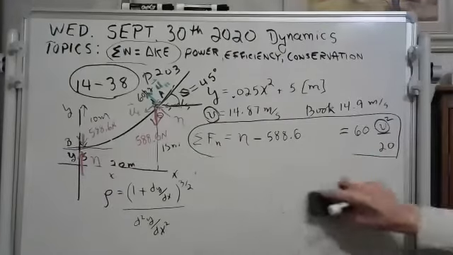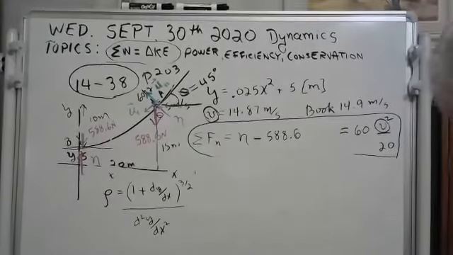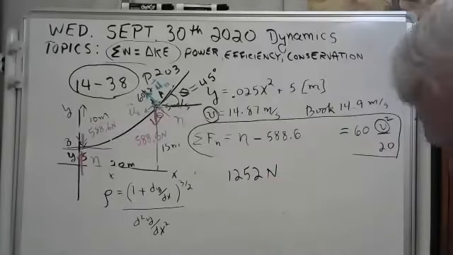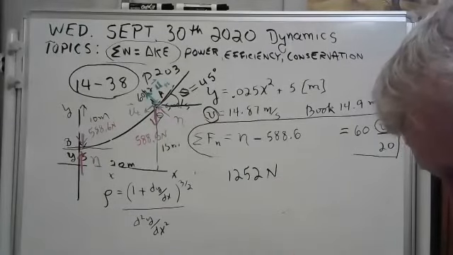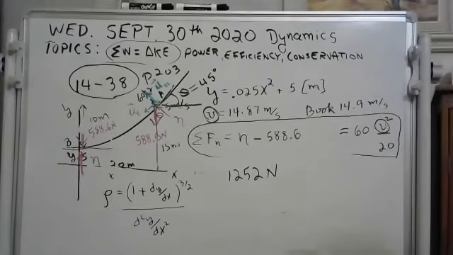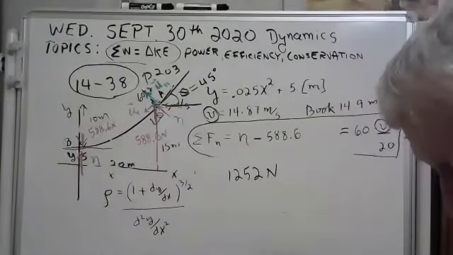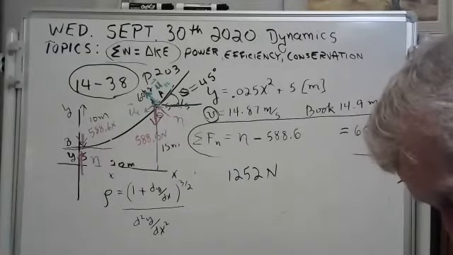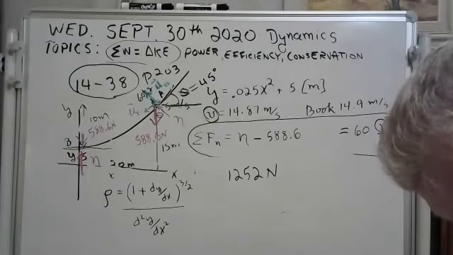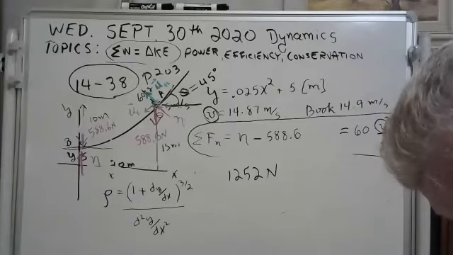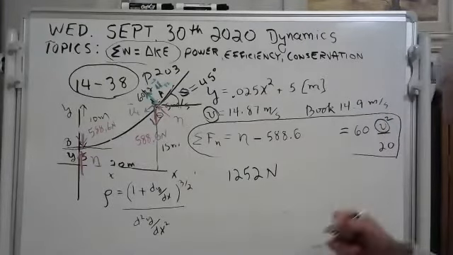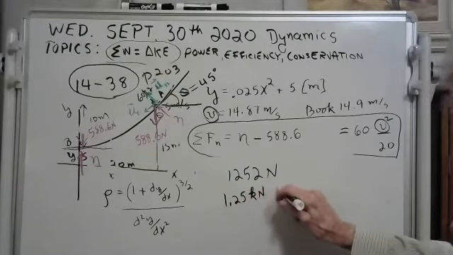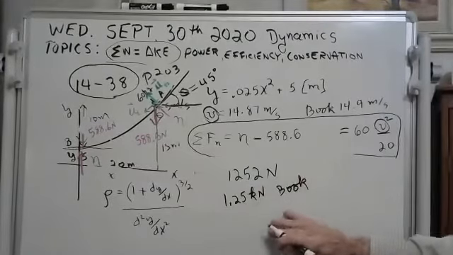I wonder if that's right. We'll look at the answer book here in a minute. Now, when I did it, I got 1,252 newtons. Well, let's not fight over that 5 newtons. Go to the back and let's look up the answer for 14.38 and see what it says. The book says 1.25 kilonewtons. And that's the same thing as what we got, Ryan. We did great.